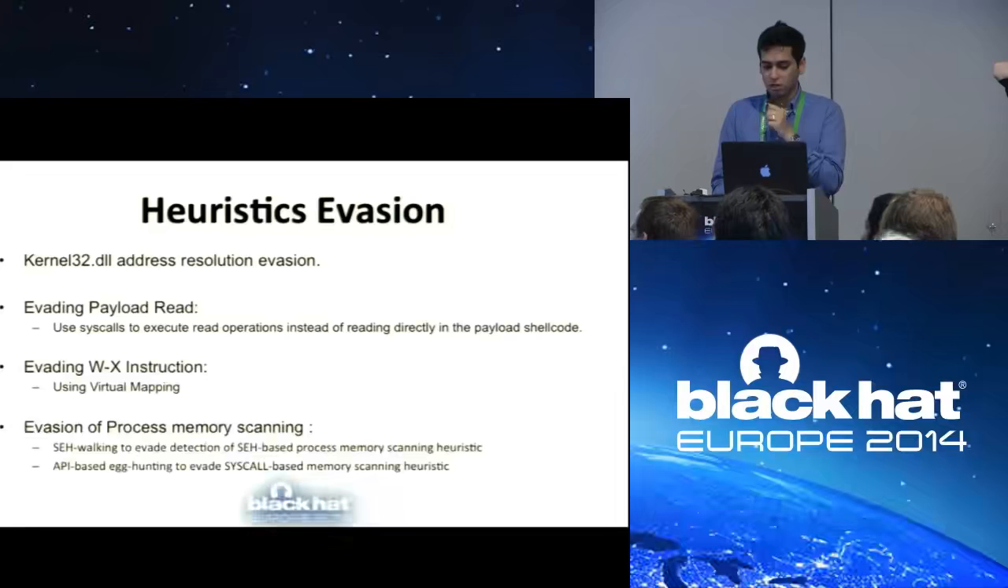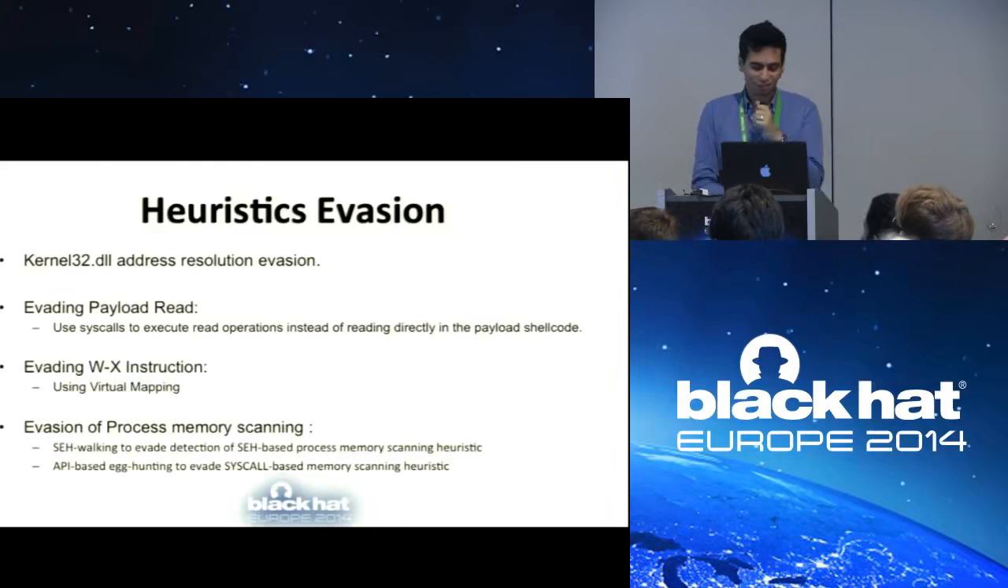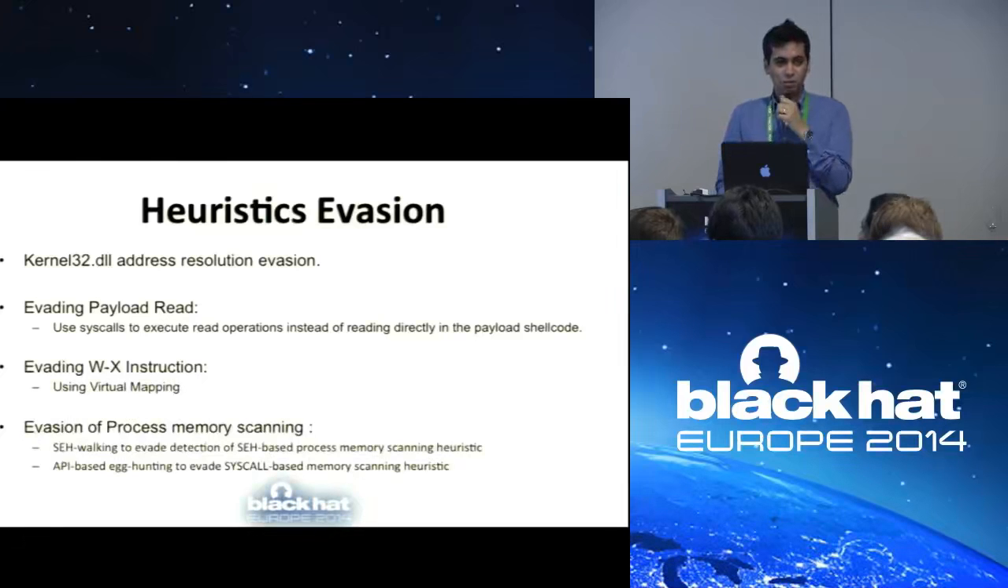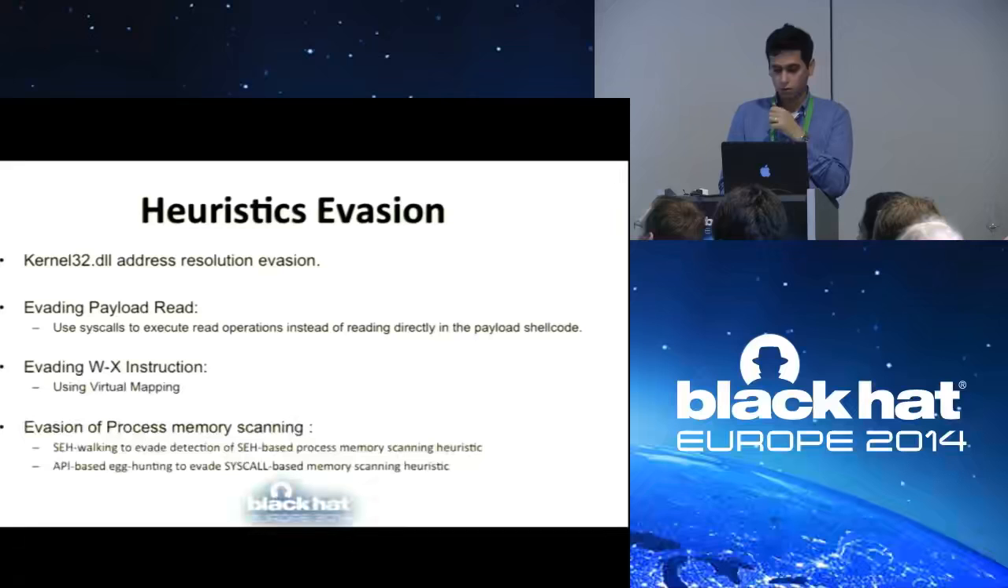So first of all is the kernel32 address resolution heuristic evasion, which we designed. And another one, which I will explain later, so that's why I don't explain it now. And then evading the payload read heuristic. That's another evasion which we designed, using a syscall to execute a read operation instead of using directly the payload shellcode. And another one is evading the write-execute instructions using the virtual mapping, which I will explain. And another one is evasion based on the process memory scanning using SEH walking and API-based accounting, which again I will explain. Let's first look at kernel32.dll resolution evasion.